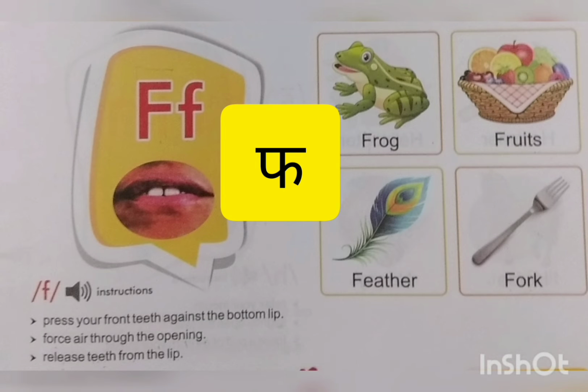Phonic sound of F is F. F for frog, F for fruits, F for feather, F for fork.